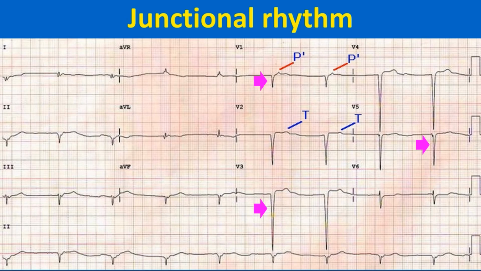QS complexes are noted in inferior and anterior leads, indicating old anterior and inferior infarctions. The QRS complexes are not preceded by anterograde P waves. Retrograde P waves in the ST segment will make this a low junctional rhythm.